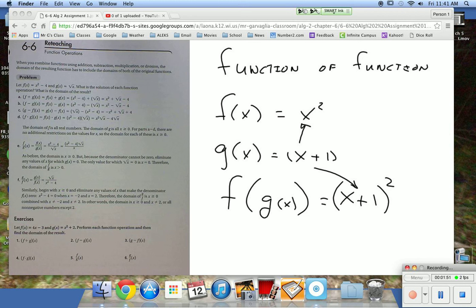Now, we went f of g of x. We can also do it the other way, g of f of x. Now we take our g of x, which is x plus 1. What we're putting into it is f of x, which is x squared. So it's going to be x squared plus 1. That's functions of functions. This is fun.